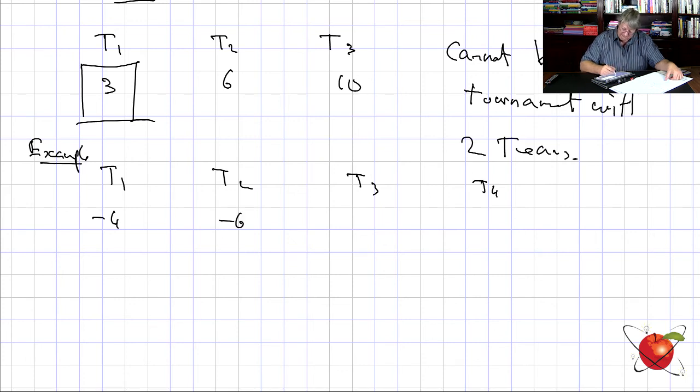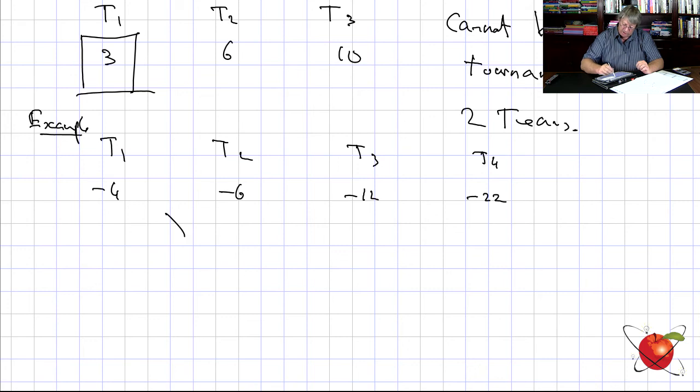Minus 4, minus 6, minus 12, and minus 22. All right, that's the sequence they've given us. They want to know, okay, find the expression for the general term. We don't know what it is, okay?